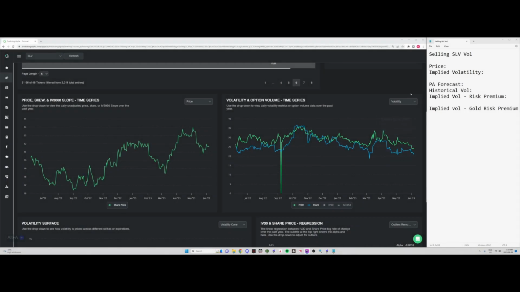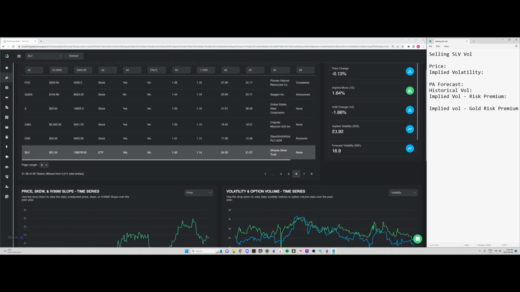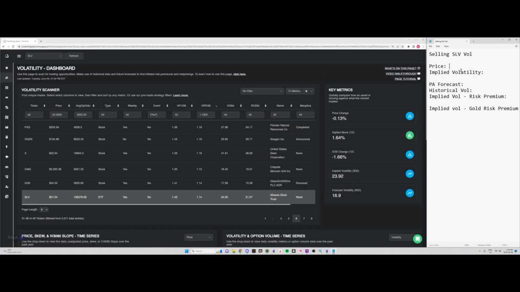So, what can we do? Well, after I note down all the info in the notepad here, we can try to forecast what future volatility is going to look like and then see how big our edge looks. So, just going to write down some stuff so I don't forget. The price is 21.54 and the implied vol we're looking at is 23.92. So, we're going to try to forecast volatility and hope that it's going to be below 23.92, in which case we have a profitable trade.